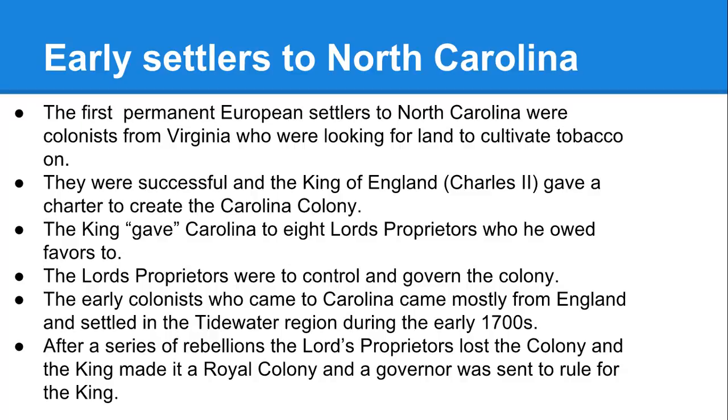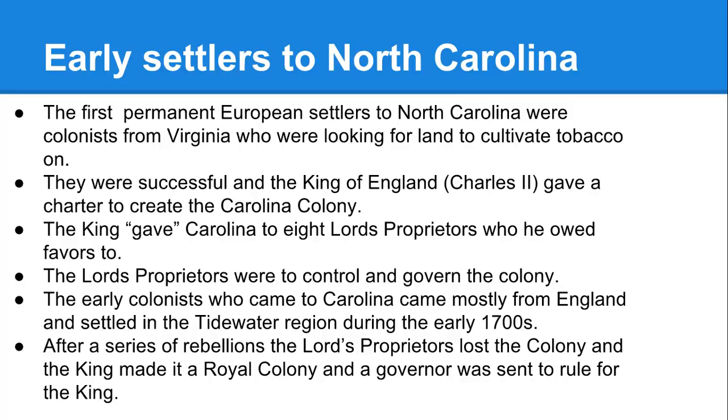Those Virginians that came down to North Carolina were successful. They made a lot of money. And the King of England at the time, King Charles II, gave a charter to create the Carolina colony. Initially, it included what's today North and South Carolina, and it extended all the way to the Pacific Ocean.